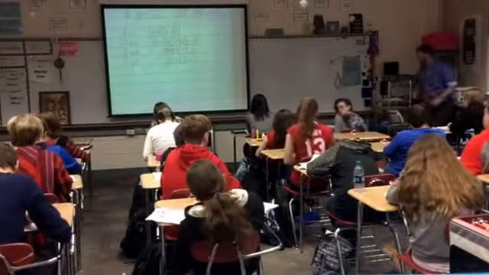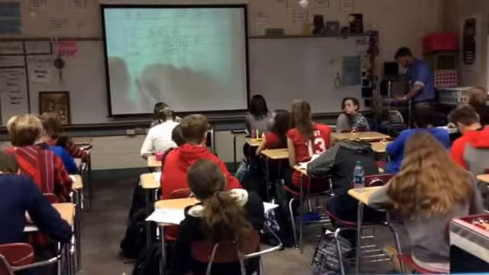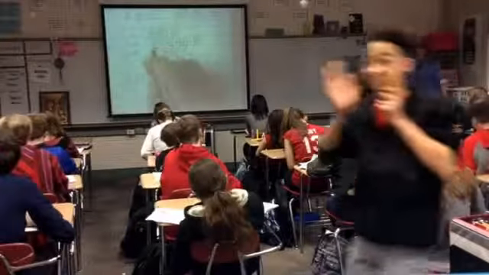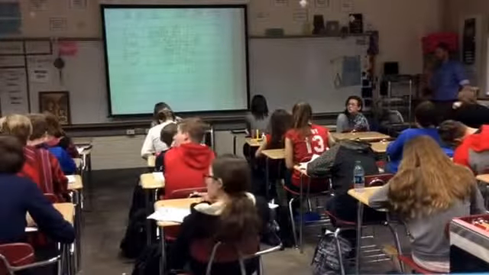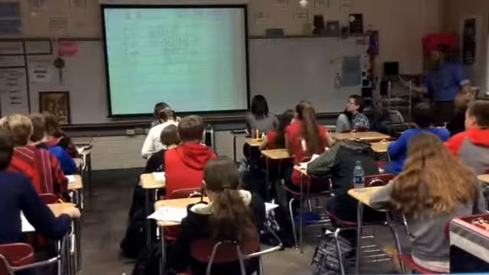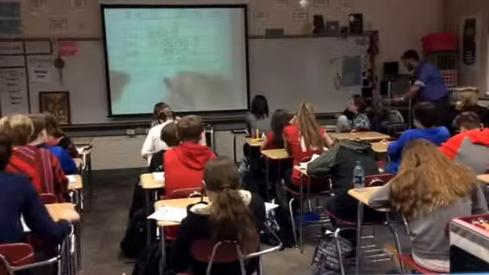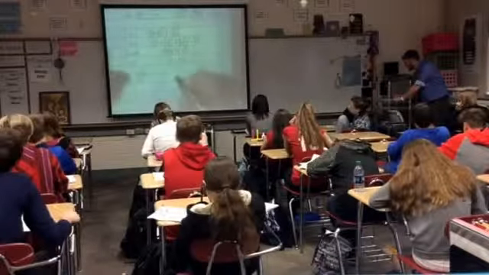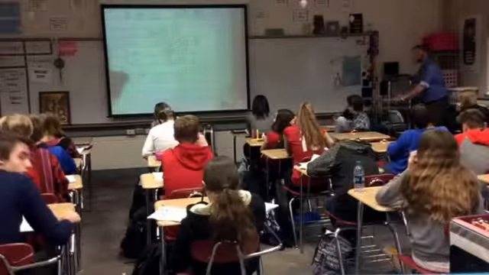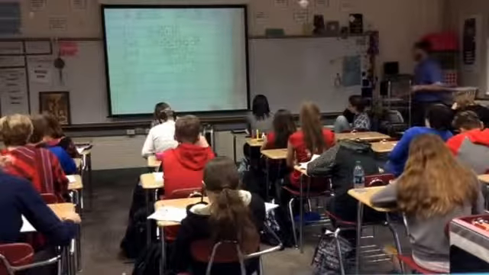Let's try one more. Let's say we had 9 plus the square root of 2, that quantity squared. Good, Tylee. We can go ahead and put 9 plus the square root of 2 times 9 plus the square root of 2. So now we can FOIL.